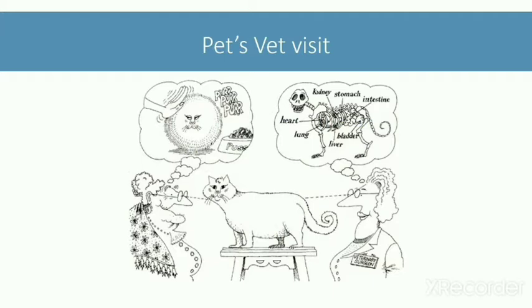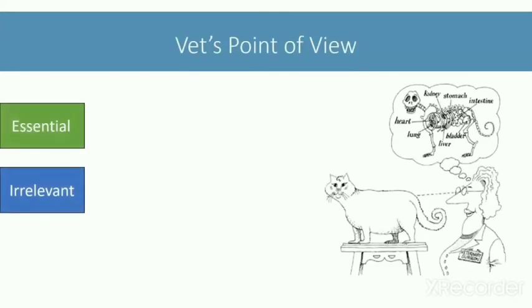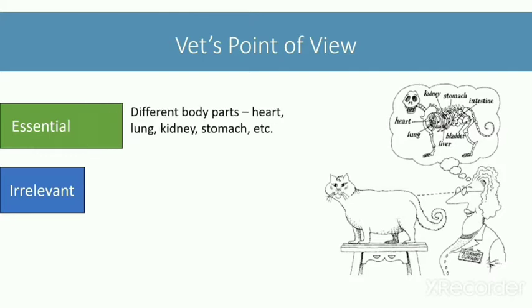Consider this example where a lady has brought her pet cat to a vet for treatment. Let's see the cat from the vet's point of view. What are the essential features of a cat for the vet? Vet's objective is to examine the cat and diagnose any health issues the cat is having. So for the vet, the essential thing is the body structure of the cat. Vet is interested in different body parts of the cat like heart, lungs, stomach, kidney, intestine, liver, bladder to ensure everything is functioning perfectly and the cat is healthy.